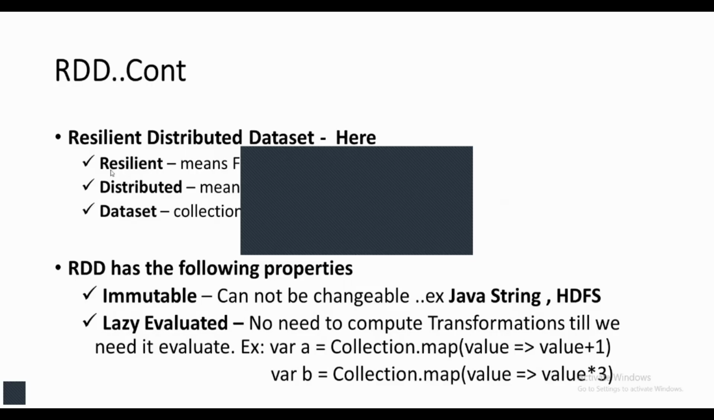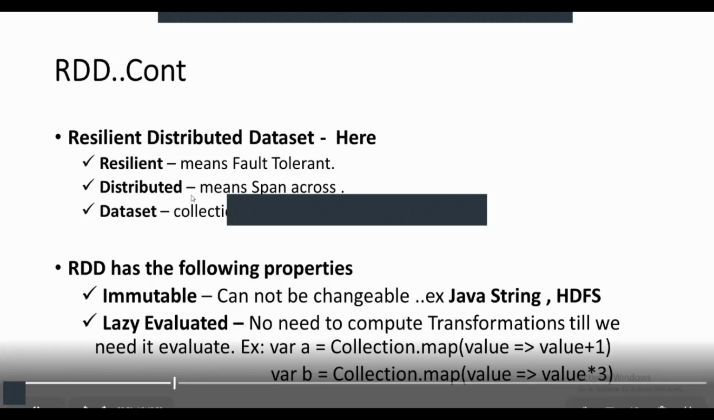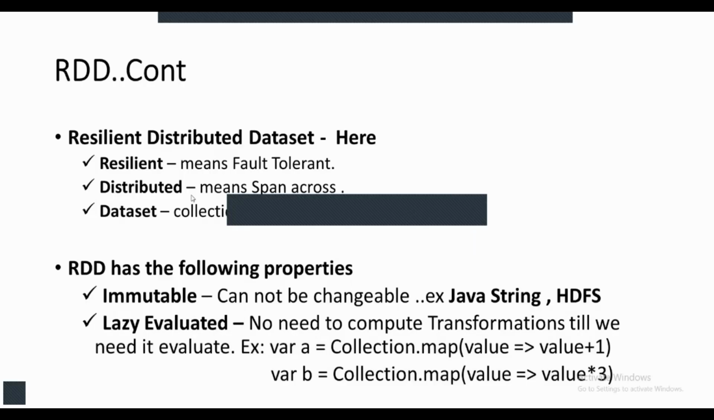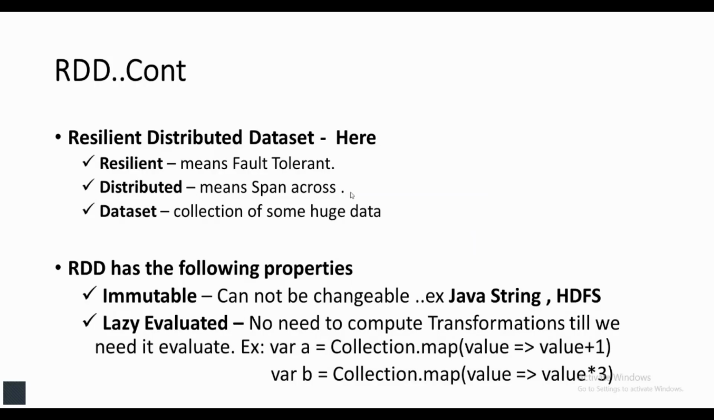So by default, the failover mechanism is provided in RDDs. Distributed means that if you are taking some 200 GB or 1 terabyte of data, RDD by default has the facility to work on the distributed copies of the data. Your data might be spread across multiple nodes, but how do you work on all those copies in a distributed and parallel manner? That facility we also have. Distributed means spread across. Dataset means our data, a collection of a huge amount of data. That is the exact meaning of RDD, resilient distributed dataset. Are you clear now?